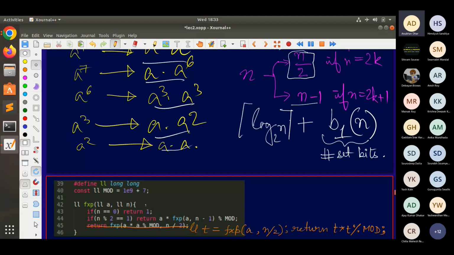What I've written right now is basically the same thing that we were doing before. We want to find a to the power n. So if n is 0, it's 1 by default. If n is odd, then we are doing something like a into a power n minus 1. That's what I've written, and fxp is the function. Otherwise, if n is even, you just find a power n by 2 once and you return the square of it. So is this part clear for everyone?